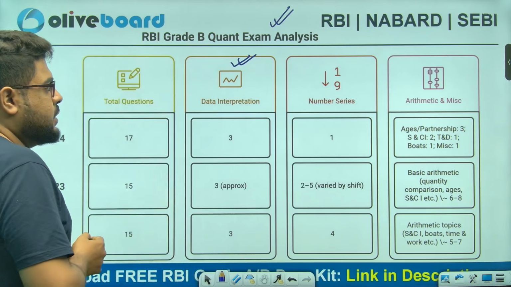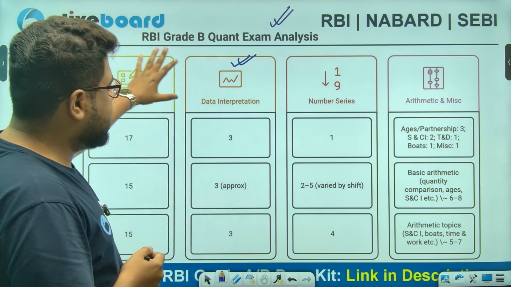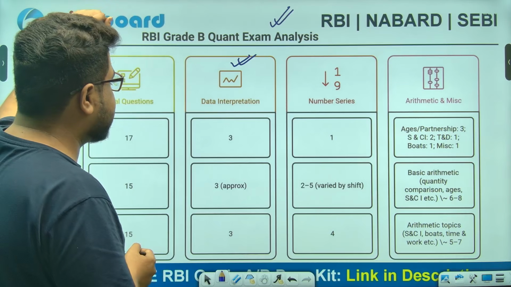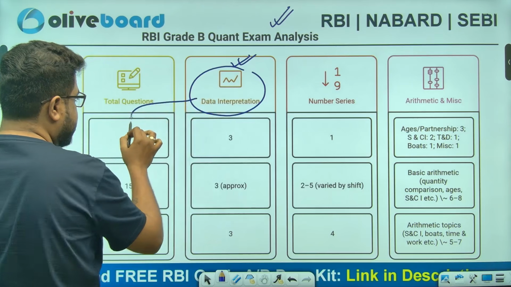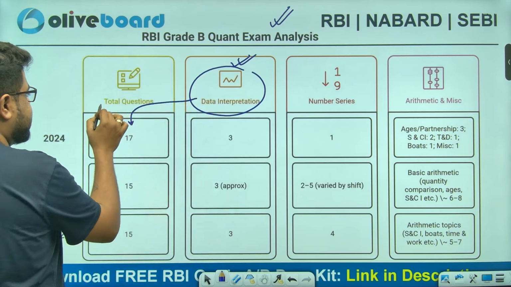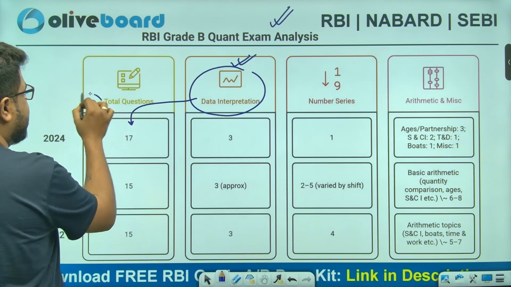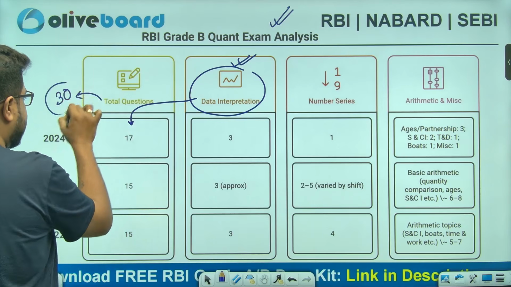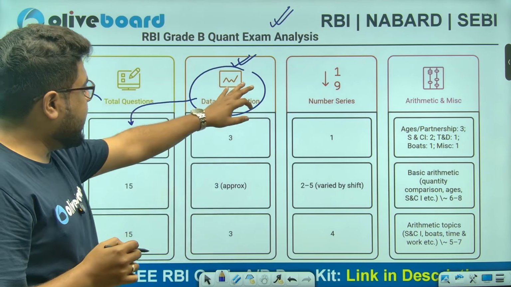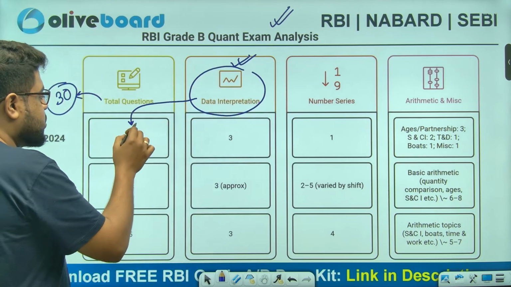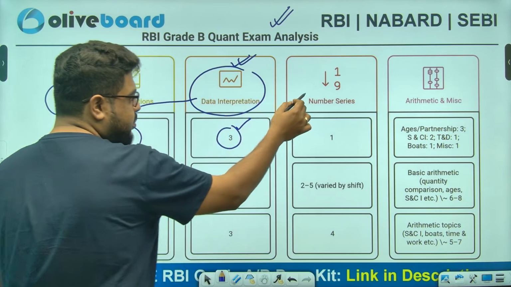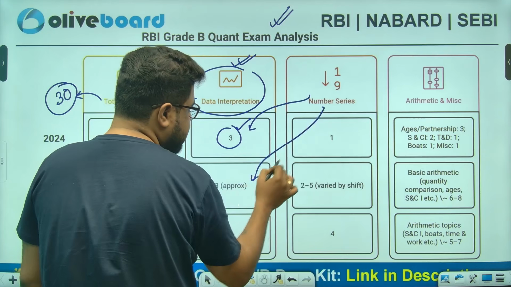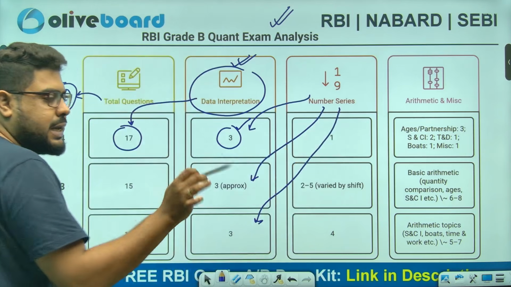Just a second, there is a little mistake. So the data interpretation column is this. Total questions are always 30, for every year. Data interpretation questions, so there were 3 sets. Okay, this is number series actually. I'll go there.